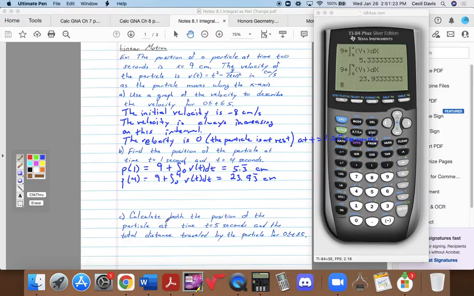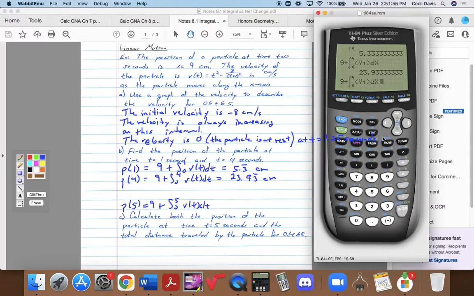All right. So for this next part, calculate both the position of the particle at time t is equal to 5 and the total distance traveled by the particle from time 0 to time 5. Okay, well, the position at time 5, that's not a big deal. We know how to do that. In fact, it's just a matter of punching that into the calculator. It's 44.